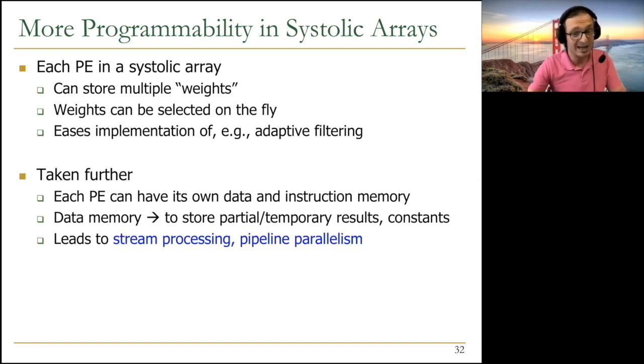So adding instruction memory and data memory doesn't really change the fundamental principle. It really makes it more programmable so that you can store partial and temporary results. And hopefully this memory is small. It may even be registers to store constants, to store different types of weights so that you can choose between them.